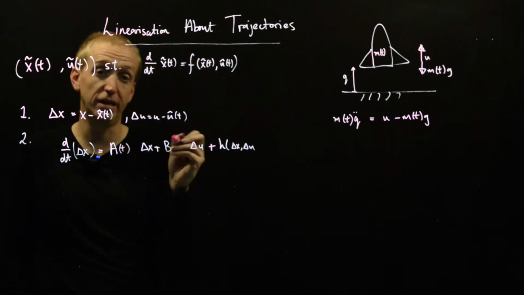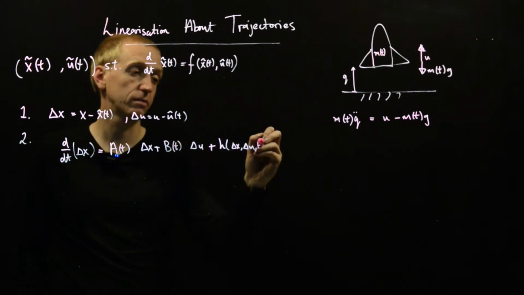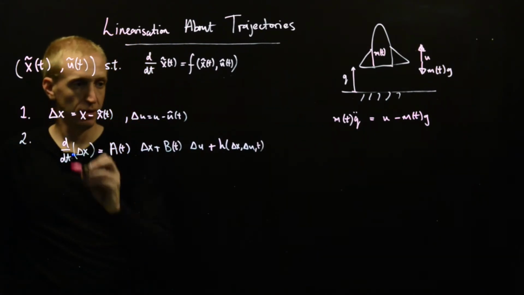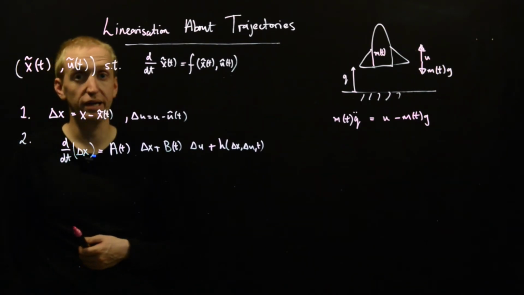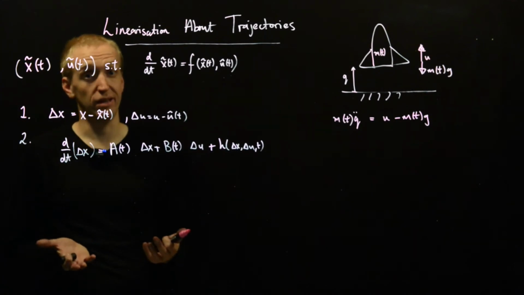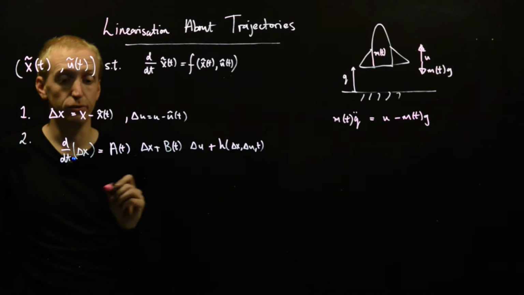So A is in general going to be a function of time, so is B, and so is this term with all the extra stuff in it. So this is what our linearization around the trajectory will look like. How do we find these matrices A and B? Well, we do it in exactly the same way as before, and it's definitely much easier to use the Jacobian representations this time.